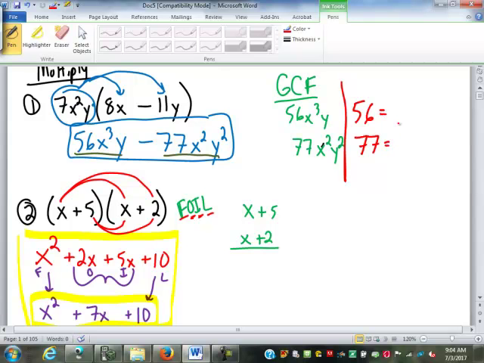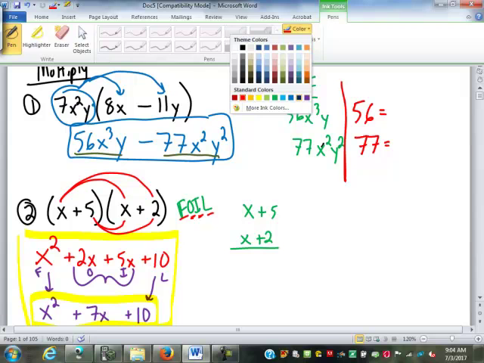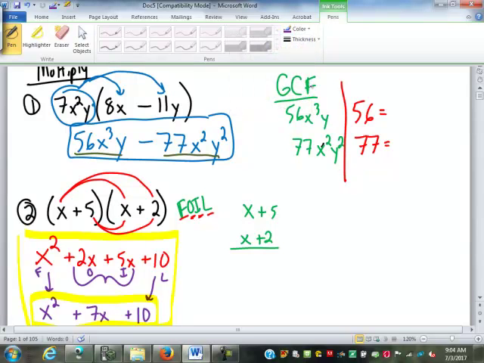Can anybody look at those and tell me what the greatest common factor of 56 and 77 is? 7 is actually the only number that divides into them. The factors of 77 are 7 and 11. Those are its only factors. 56 is 2 times 2 times 2 times 7. So the 7 in common is the only common factor. So 7 is the numerical common factor.